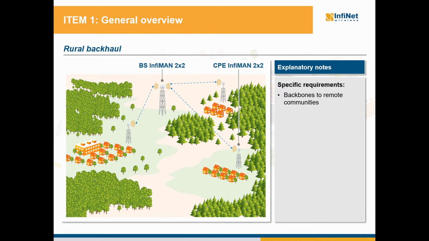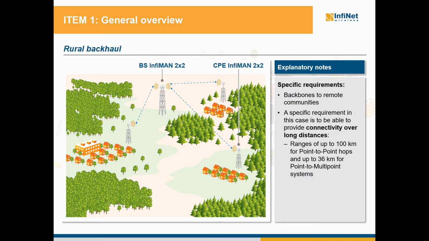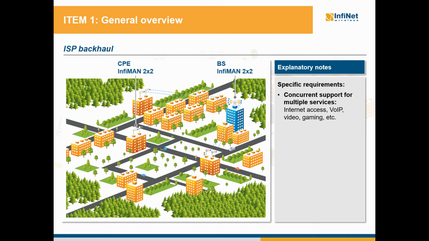We'll now review the specific requirements in case of different backhauling applications. The rural backhaul, which aims to provide connectivity for remote communities, has as main request to cover long geographical distances. Infinet units can sustain ranges of up to 100 km for point-to-point links and up to 36 km for point-to-multipoint links. Capacity is also a concern, and our subscriber terminals offer in this sense throughput values of up to 180 megabits per second.